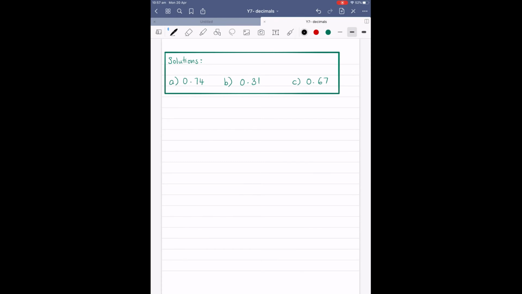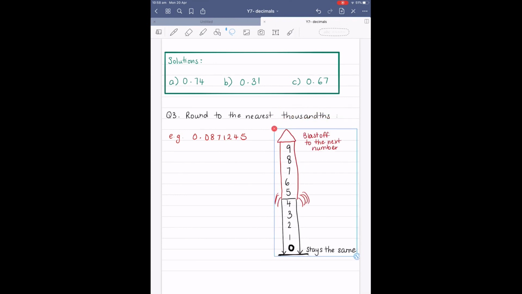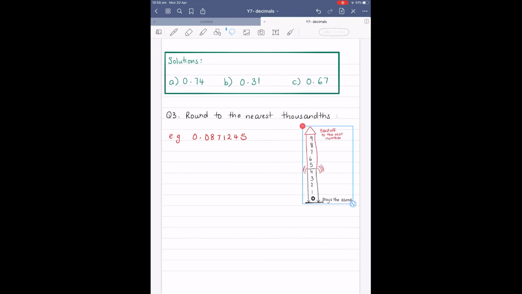Next question. Question number 3. Round to the nearest thousandths. Now this is in a little different format this time. Let me give you an example. Let's say I have 0.087125. I'm just going to paste my rocket ship here so we have a little picture to look at.